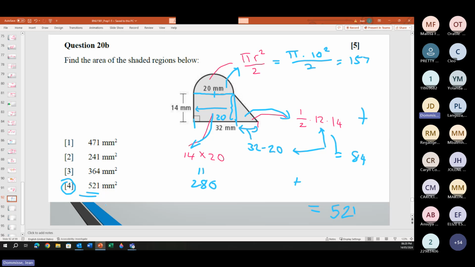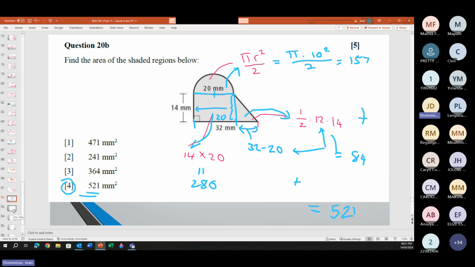So again, I don't know if all of your questions have the same markings, but it might be different. But a lot of work in this one, as you can see. You actually needed to know all those formulas, how to get to it, and then needed to know that you need to add all of them together to get to your final answer.